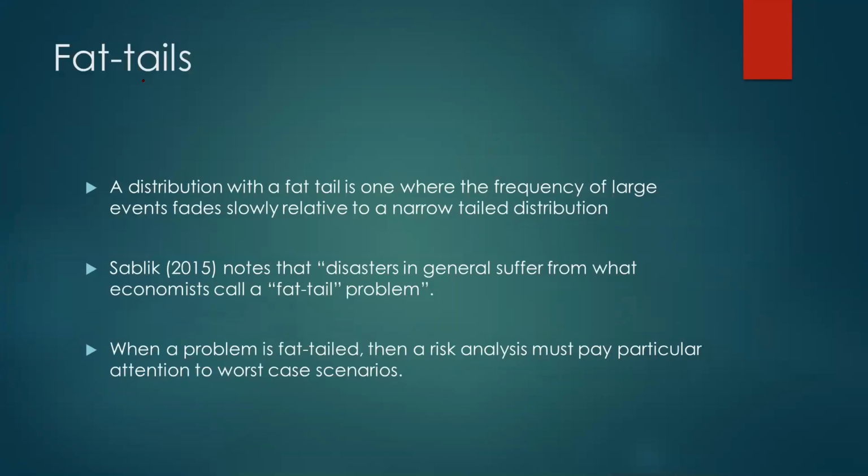So again, this notion of fat tails is one where the frequency of large events fades slowly relative to a narrow tail distribution. And the typical bell curve, for example, that we all had our marks adjusted to when we were in school is an example of a narrow tail distribution. And if you do a literature search, you'll find quite a bit of research supporting the notion that disasters in general suffer from these fat-tailed problems. So it's just a point about disasters in general, but hail in particular, that I wanted to share with you.